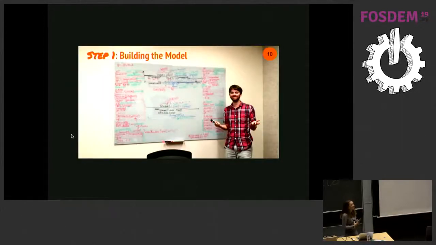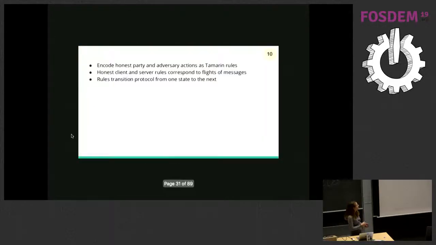All right, so draft 10. Our work there started back in 2015, where Sam Scott and I were interns at Mozilla. And this is our first attempt at trying to figure out what was going on in TLS 1.3, and we were trying to model it in Tamarin. We wanted our model to encode honest party actions as Tamarin rules. These honest client rules, and for the server as well, correspond to the processing of flights of messages, and rules transition the protocol from one state to the next.